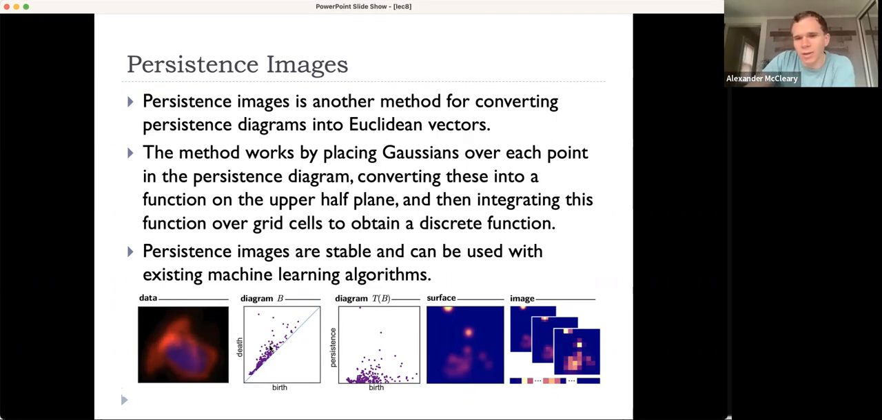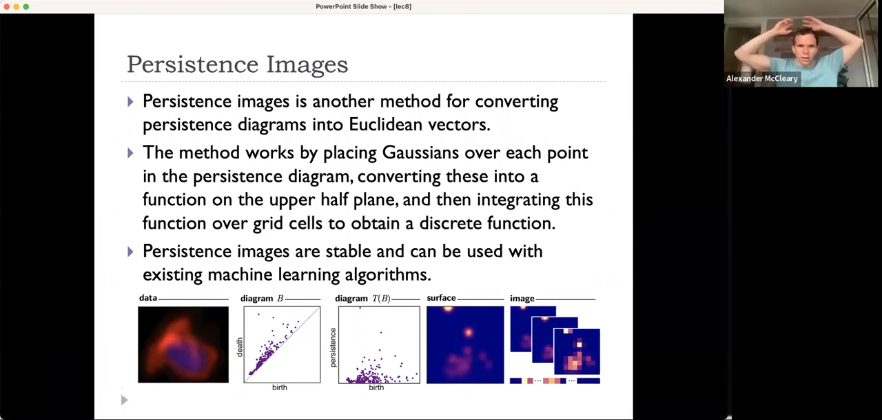The next thing they're doing is something that was also done in the persistence landscape case, which was to rotate the persistence diagram 45 degrees. That's all this picture T of B is. It's just taking the diagram and rotating it 45 degrees, so it's not supported above the diagonal, but just in the upper half plane. And then they're placing Gaussians, like a Gaussian normal distribution, over each point in the diagram and adding them all up.